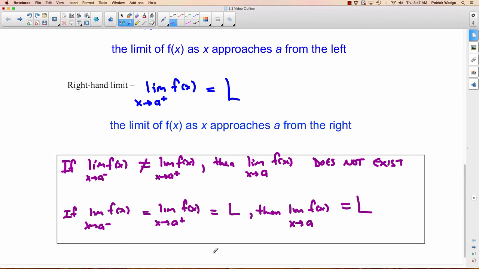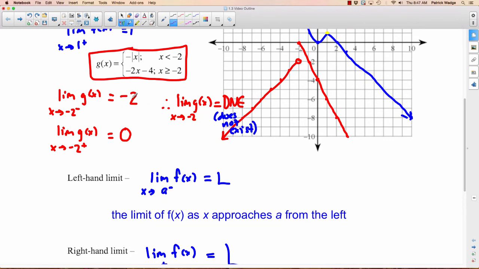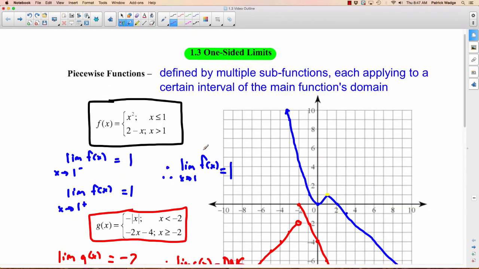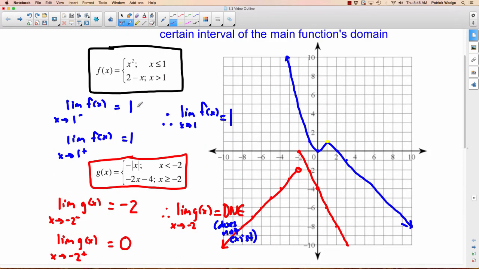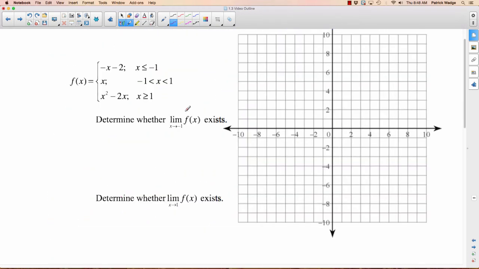Okay, so this first thing we wrote is exemplified by this. Left-hand limit and right-hand limit don't equal each other, therefore this limit does not exist. And the second one is exemplified by the first example. The left-hand limit equals 1, the right-hand limit equals 1, those are equal to each other, therefore the limit of f of x is also equal to 1. Okay, so that's everything we've done. Okay, here's another piecewise function that we need to graph.